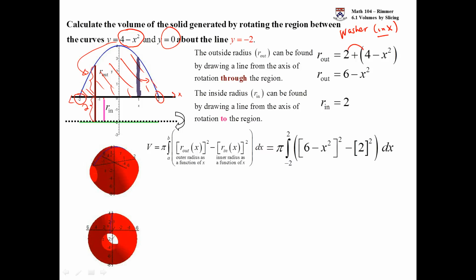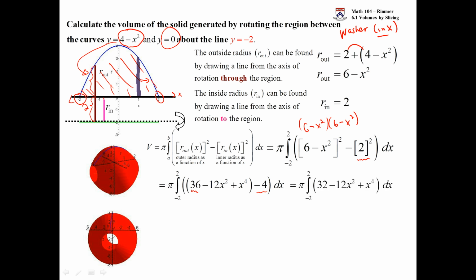And we're integrating 6 minus x squared, quantity squared. Multiplying that out, we get 36 minus 12x squared plus x to the 4th. And don't forget that we need to take away from that 2 squared, which is 4. The 36 and the 4 combine to give you 32. So we're integrating 32 minus 12x squared plus x to the 4th. But we need to recognize that we're integrating it from minus 2 to 2.